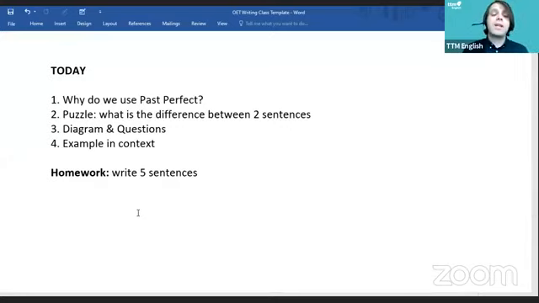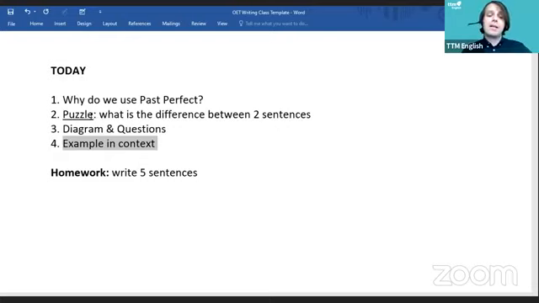Okay, so this is the plan for today. We're going to just ask from the beginning, why do we use past perfect? I'm sure many of you know. Then I'm going to give you a puzzle. I'm going to ask you what is the difference between two sentences, because it's really important. Then I'll be making a diagram with you with questions. Hopefully this will answer almost every question you have about past perfect for OET. Then we're going to look at an example in context. So we'll look at some real case notes. And hopefully by that stage, you guys will be able to tell me, oh, this is what you can say.